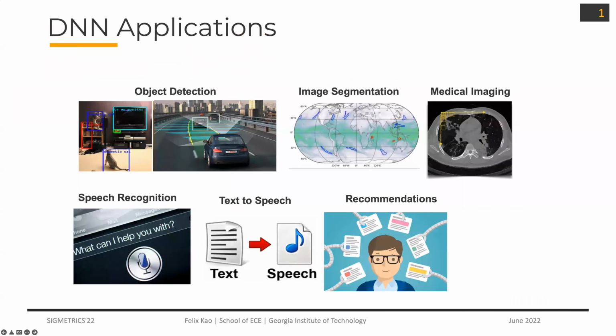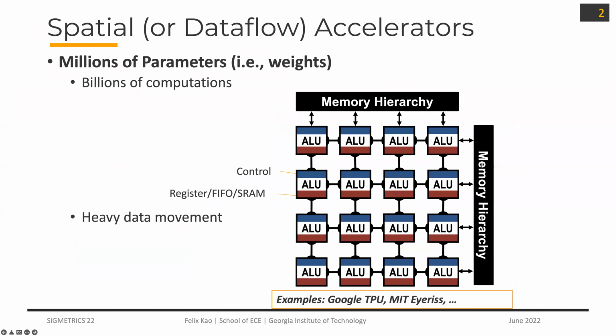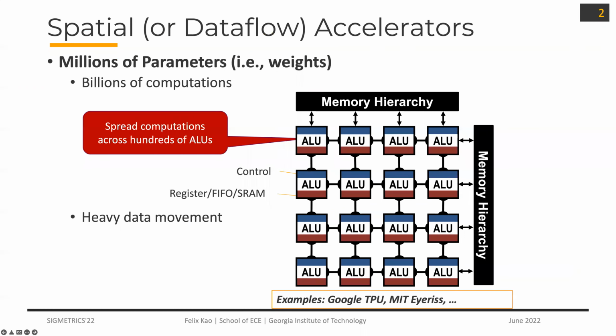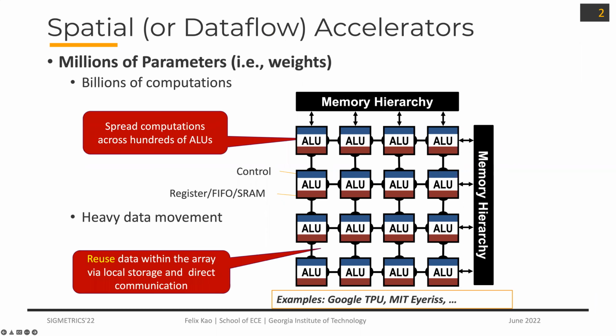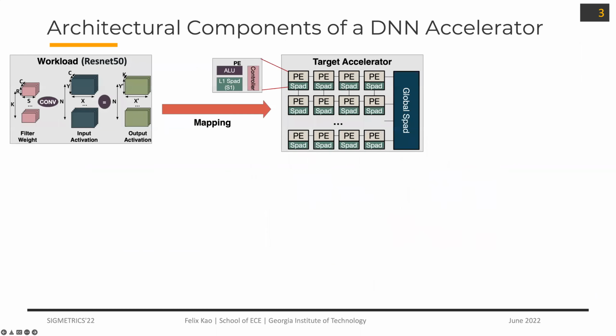DNN applications are everywhere. As the quote from Andrew says, AI is the new electricity. To run DNN models with runtime and energy efficiency, people start to build specialized hardware for it, which we call DNN Accelerator. Now let's take a look at the template of a canonical DNN Accelerator. First, it will house hundreds of thousands of processing elements, and we will use what we call dataflow or mapping to map the DNN computation onto it.